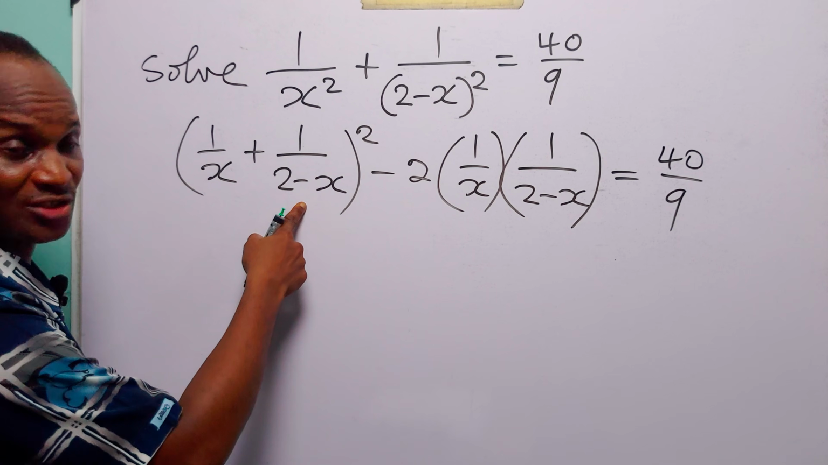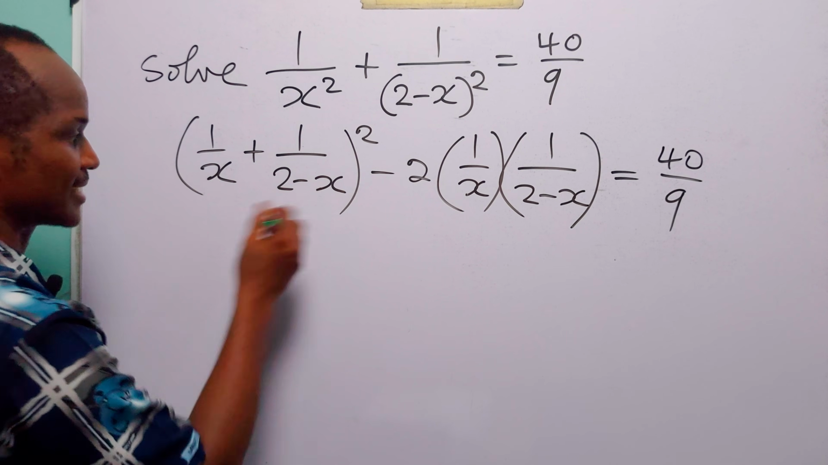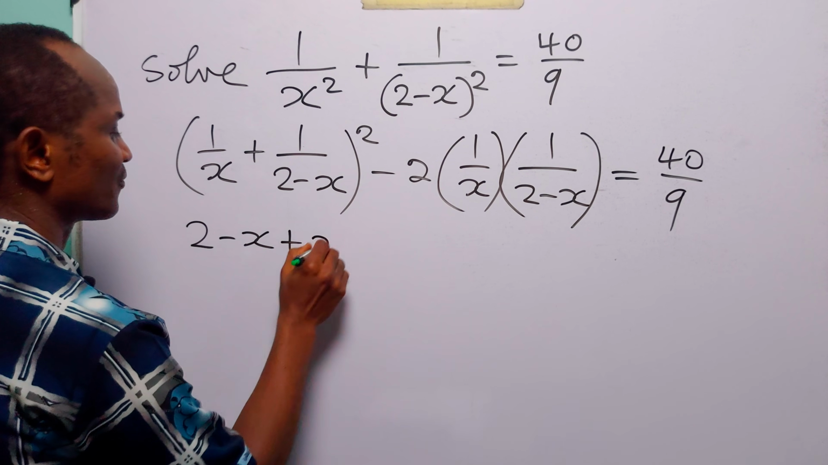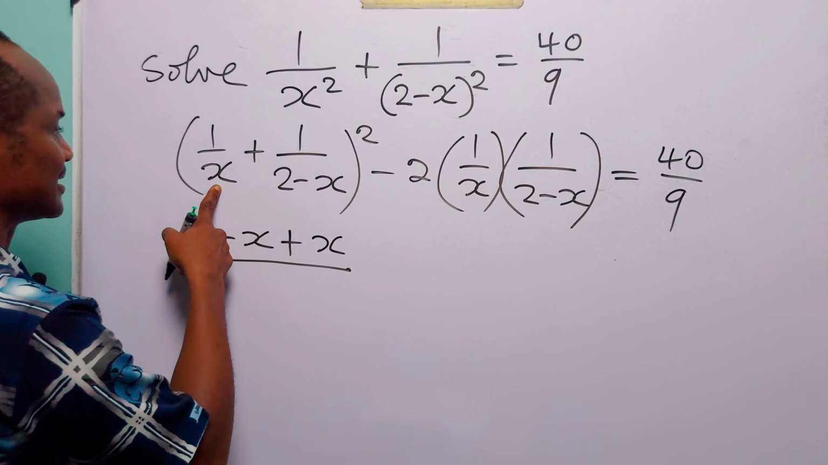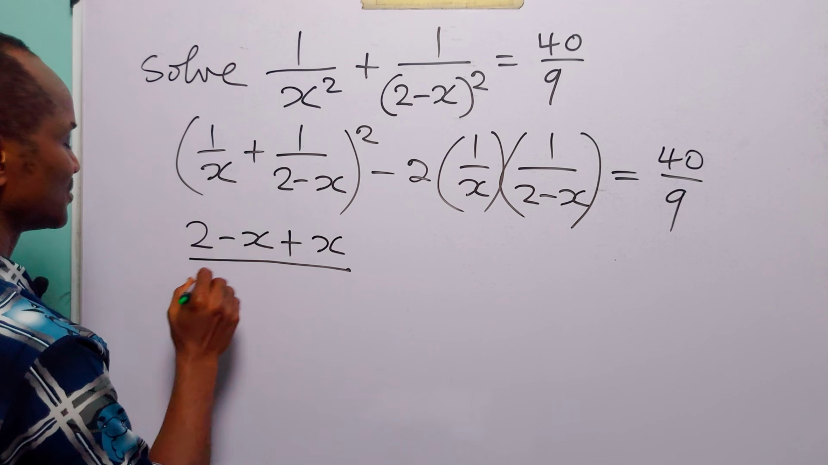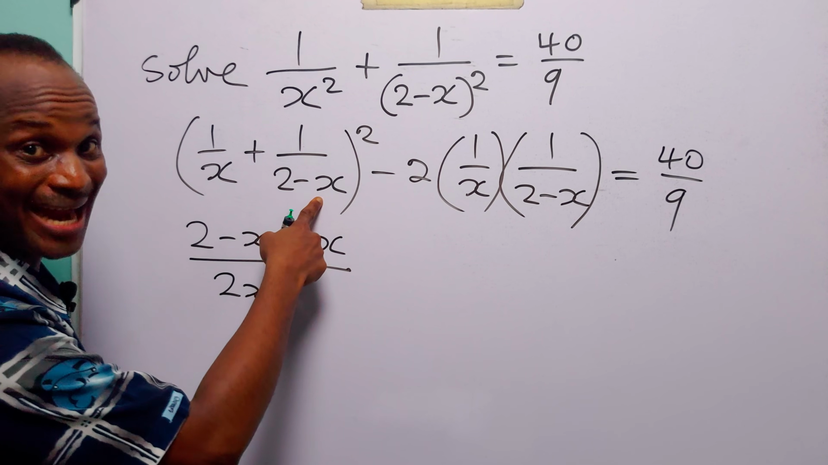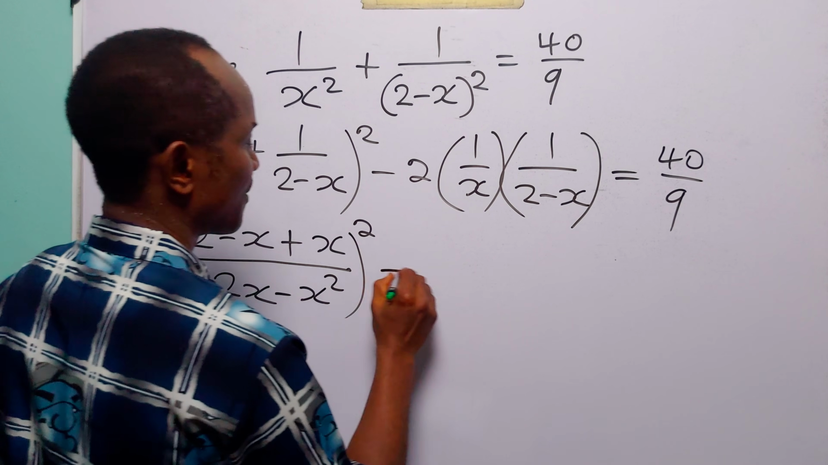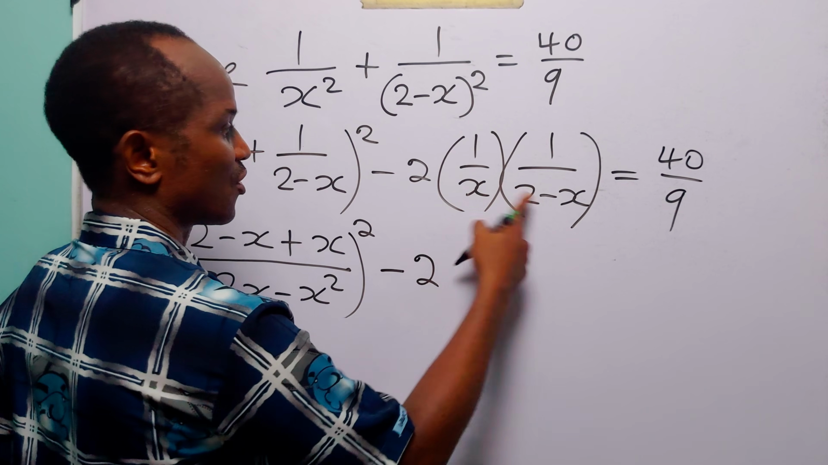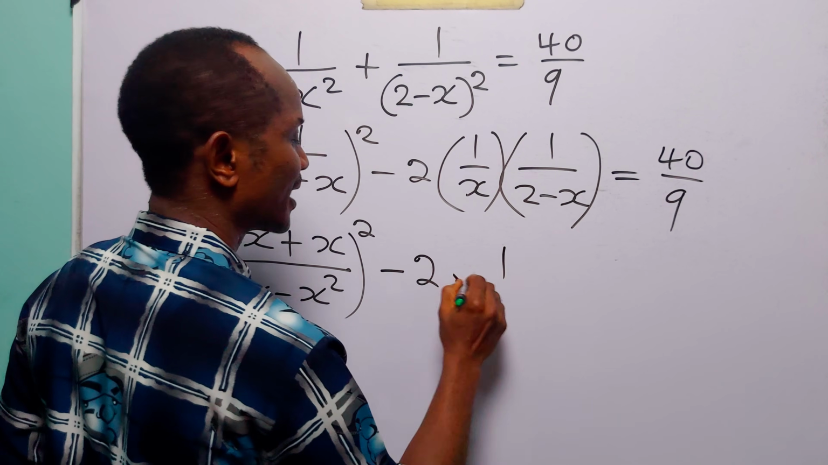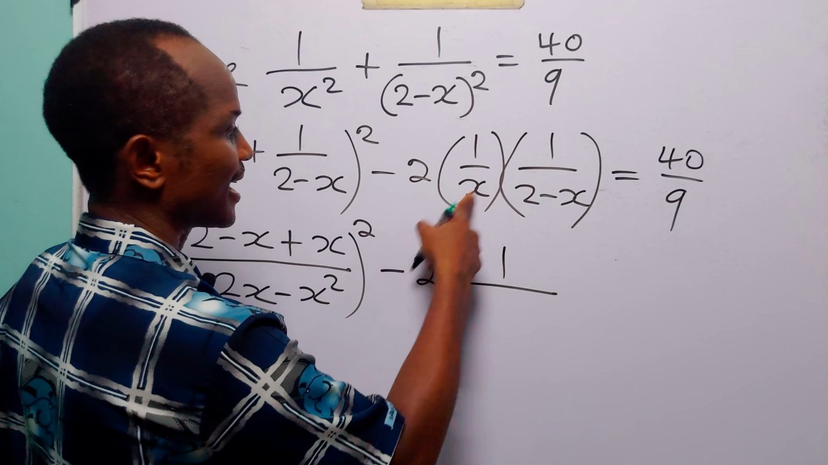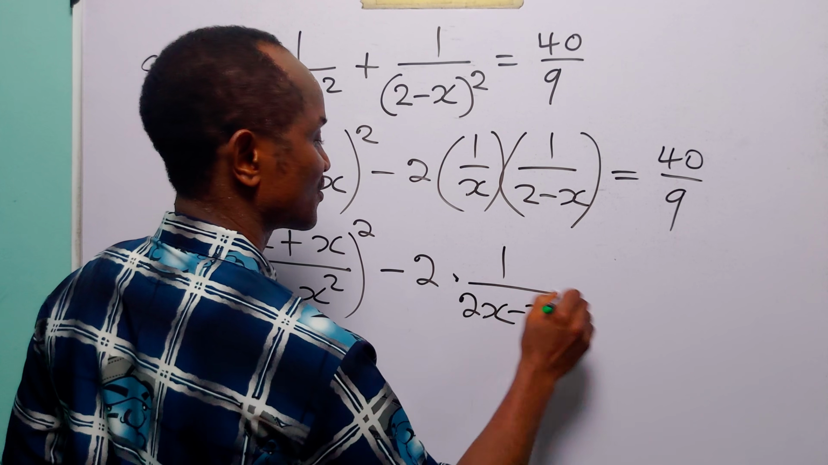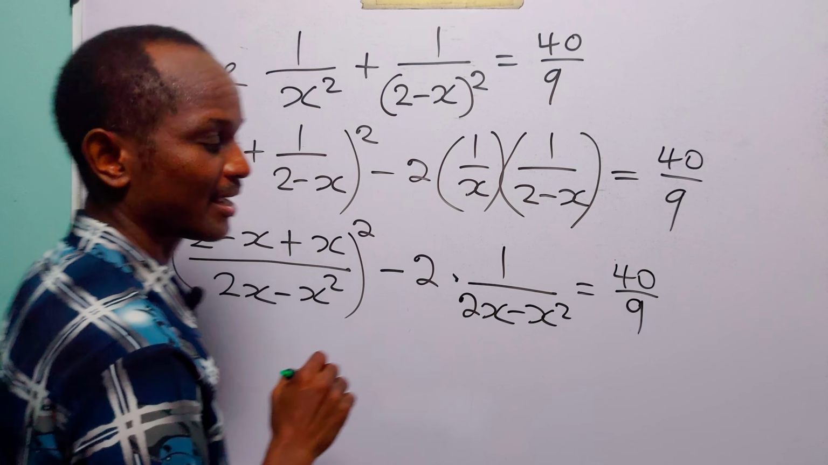Now, to combine these two fractions, we have 1 times 2 minus x, which is equal to 2 minus x, plus x times 1, which of course is equal to x, divided by this times that. X times 2 is 2x. X times minus x is minus x squared. And of course, this is still squared. Then minus 2 times, we multiply these two. And when we do that, we have 1 over 1 times 1 is 1. X times 2 is 2x. And x times minus x is minus x squared. And this is equal to 40 over 9.